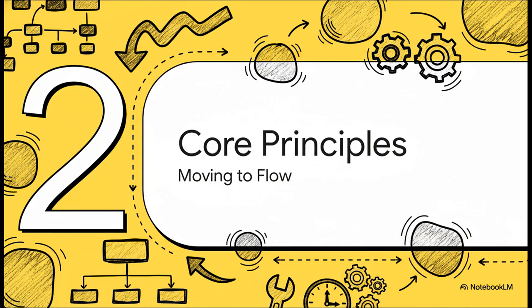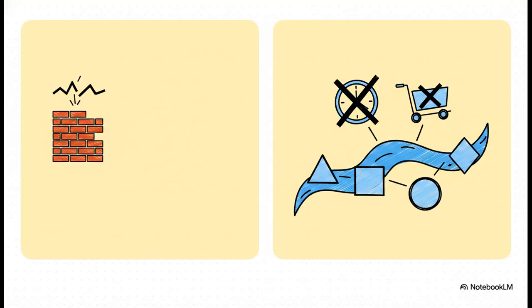Section 2. Core principles of design. Moving to flow. Okay, if we want real efficiency, we have to talk about Koskela's Transformation Flow Value Theory, or TFV. Traditional project management almost always operates under the transformation model. That basically assumes a project is just a bunch of independent, isolated tasks stitched together.